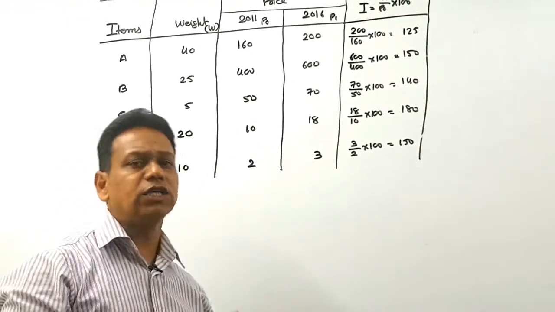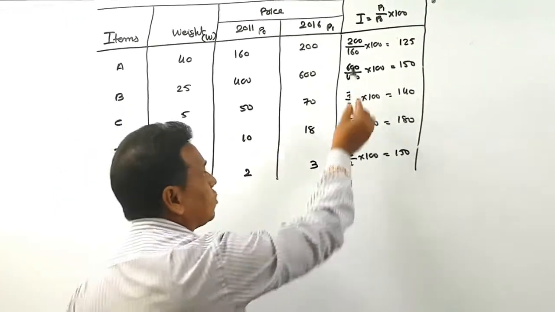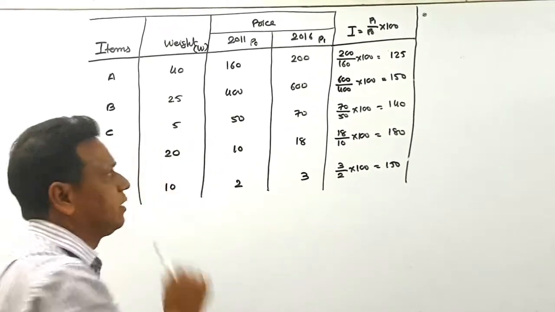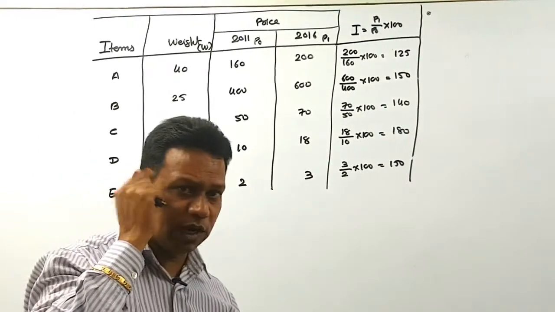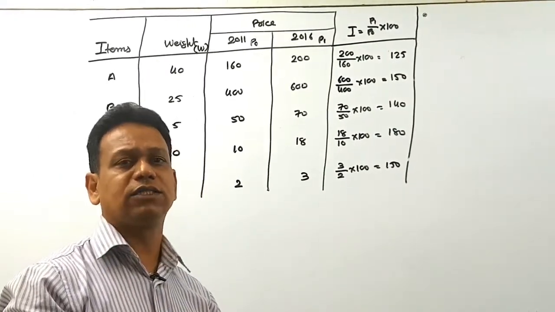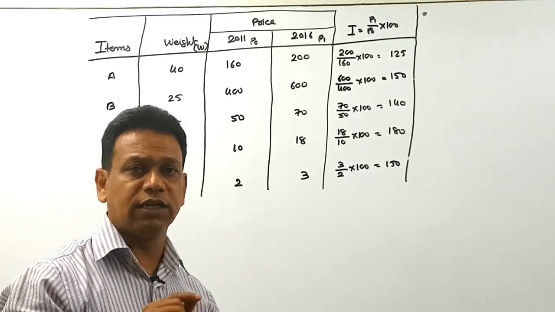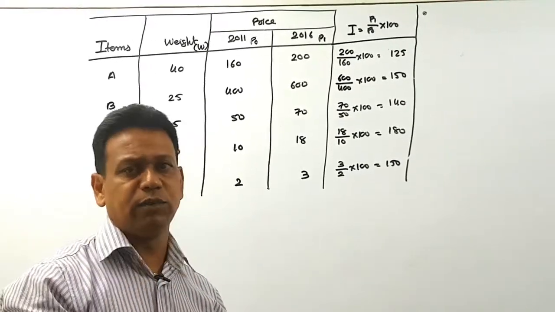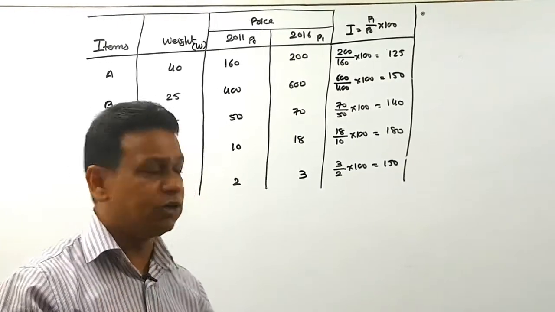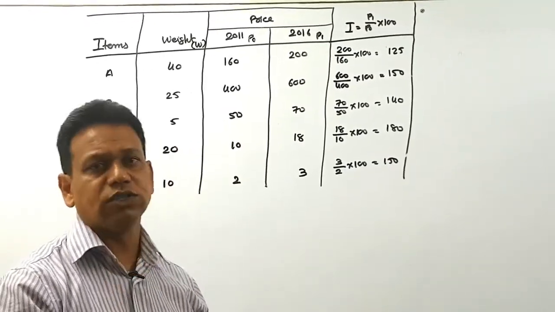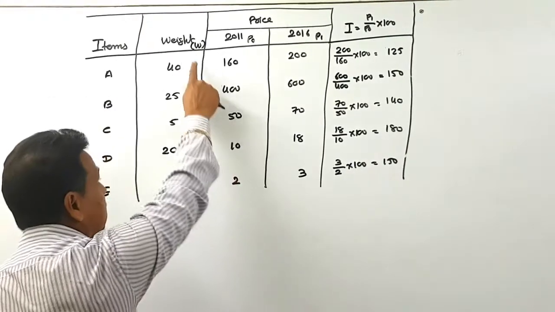So this is the first column we made. It is called the index number for each commodity, each item. So now keep the formula in your mind. Our formula to find the index number by the weighted average method is the sum of IW divided by the sum of W. So we have I, and now we also have a column of W, that is here, weight.